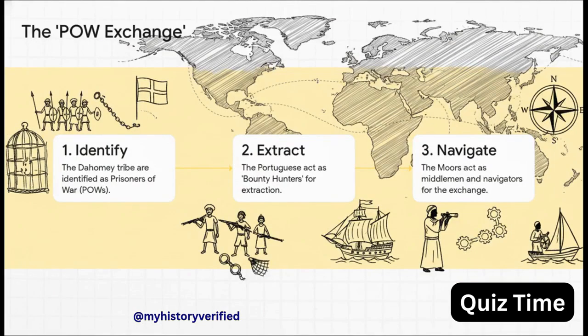The archive breaks this alleged repatriation down into a three-step process. First, you identify the target. Certain African tribes, like the Dahomey, are identified as prisoners of war. Second, you have the extraction. Portuguese forces are framed as bounty hunters tasked with their capture. And third, logistics and navigation. The theory claims Moors acted as middlemen, providing the maritime logistics for this exchange.